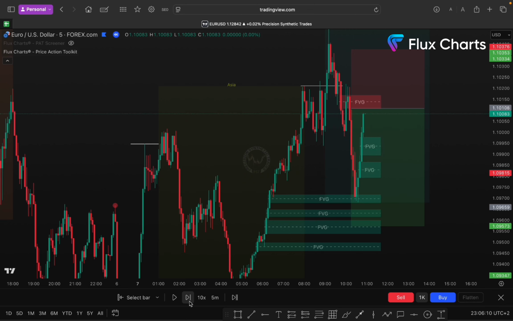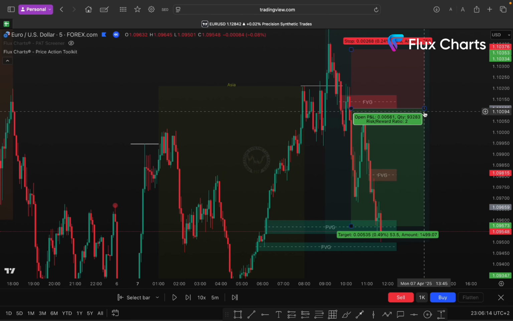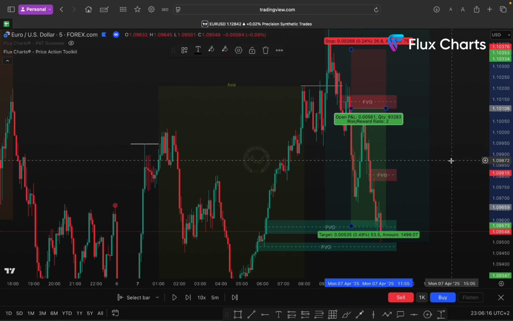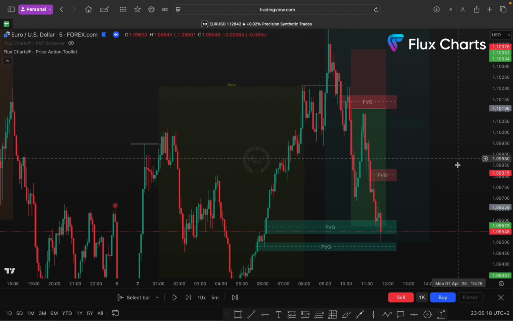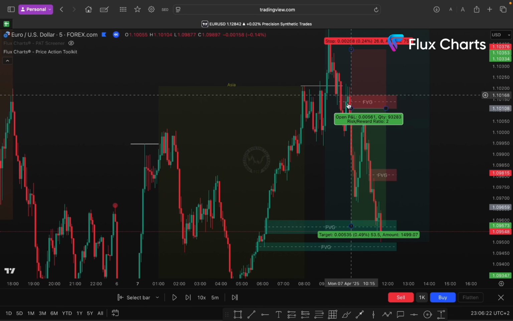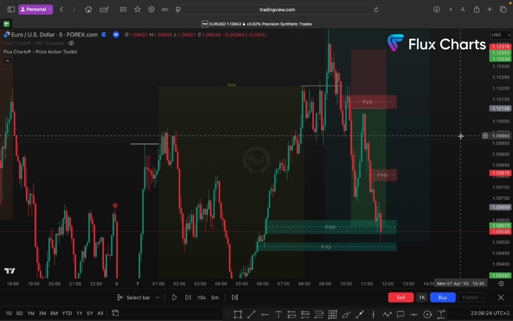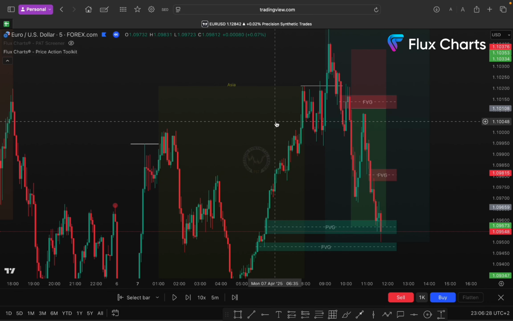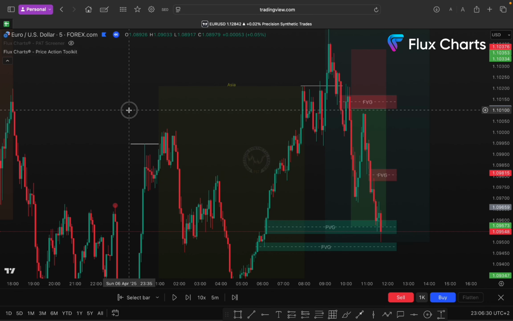We tagged in. And we have a beautiful trade, 1 to 2 risk to reward trade. After we took liquidity, we waited for that fair value gap in London, and then 1 to 2 and a beautiful trade. Let's look at one more example.